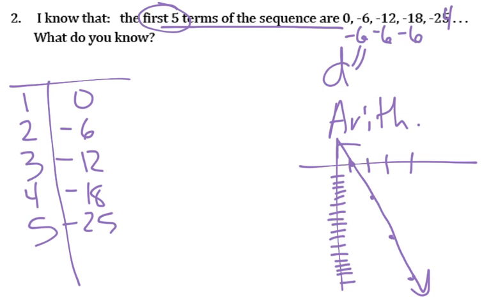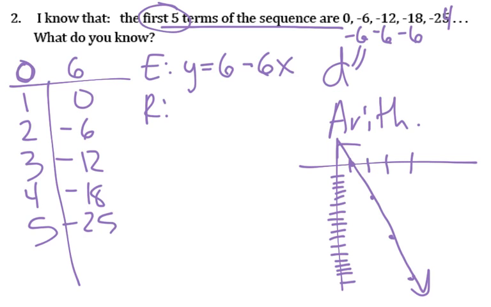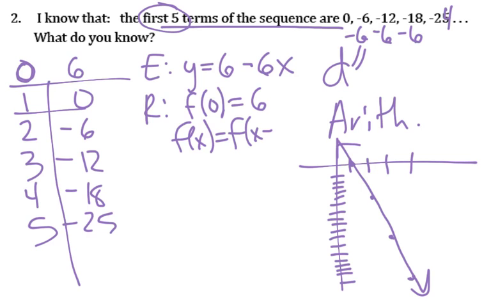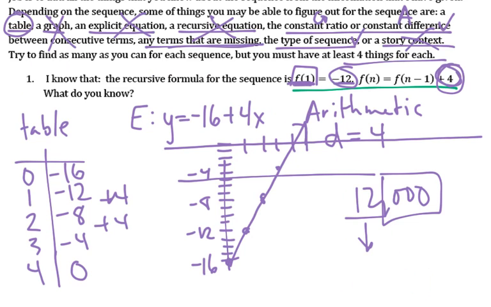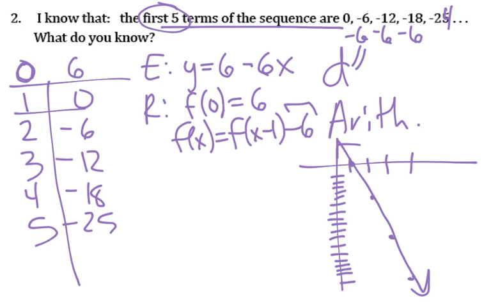Okay, now can I come up with equations? Sure. If I jump back to 0, that would be a +6. So my explicit would be y equals 6 minus 6x. My recursive would be f of 0 equals 6, or f of 1 equals 0, and f of x equals f of x minus 1 minus 6. Because that's our growth. What else? We've got equations, table, graph, constant, type, and then just a story if we wanted to make one up.